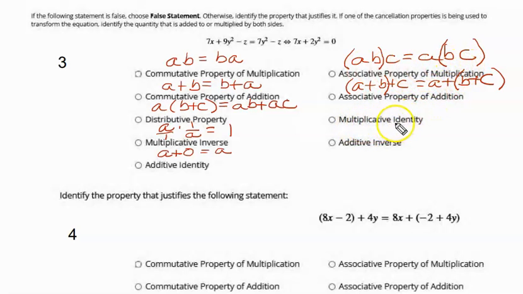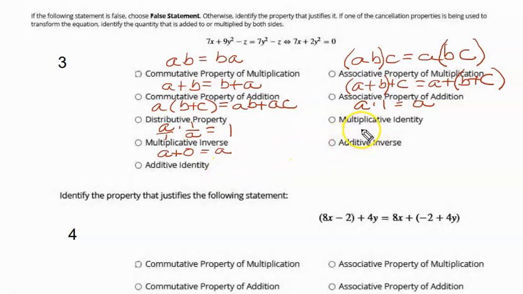Now the multiplicative identity is we can multiply anything by 1 and it's always the same. So notice the difference. The multiplicative identity is multiplying anything by 1. The additive identity is we can add 0 to anything and it doesn't change its value.